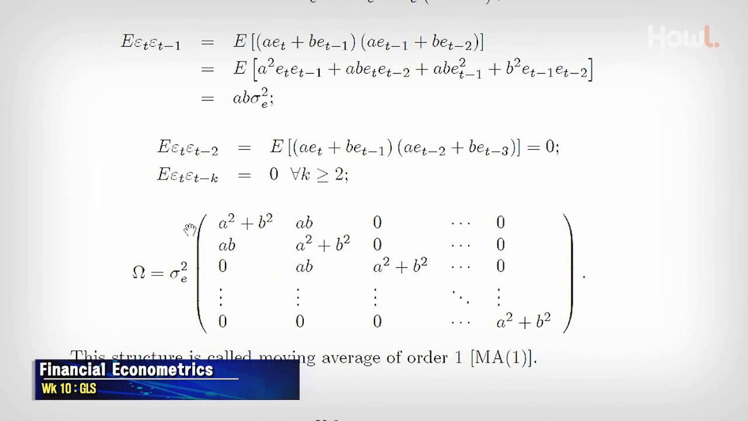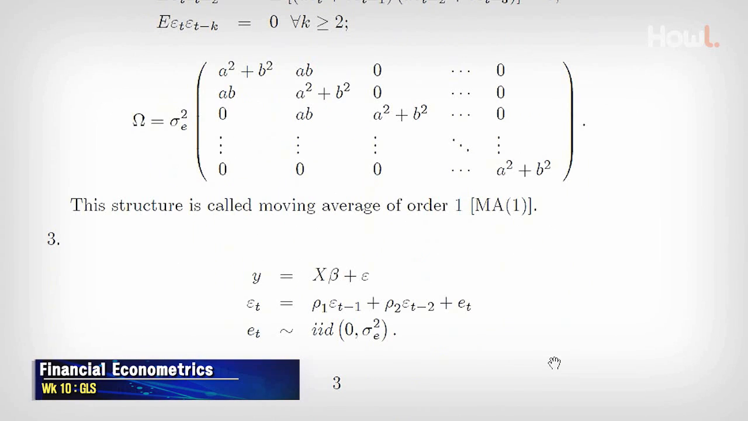And if a covariance matrix has this structure, it is called a moving average of order 1, an MA(1) model. Now this model is interesting. So y is expressed plus epsilon, and now we have epsilon t and epsilon t minus 1 and epsilon t minus 2. So the error term from 2 periods ago still affects today's error term.